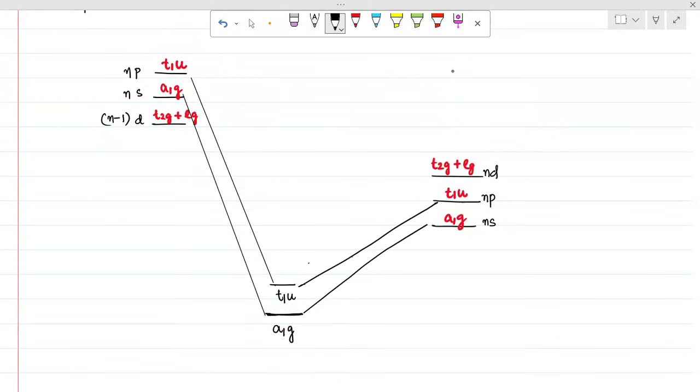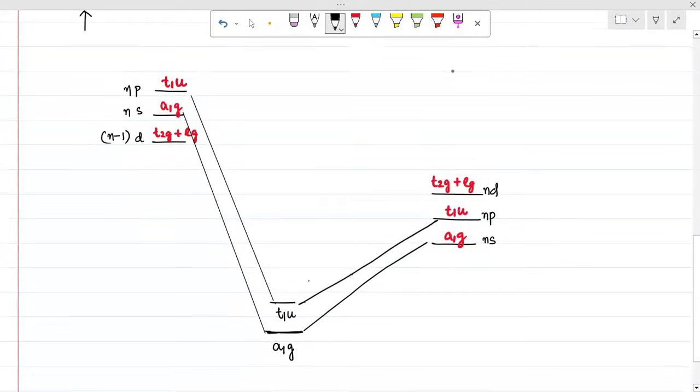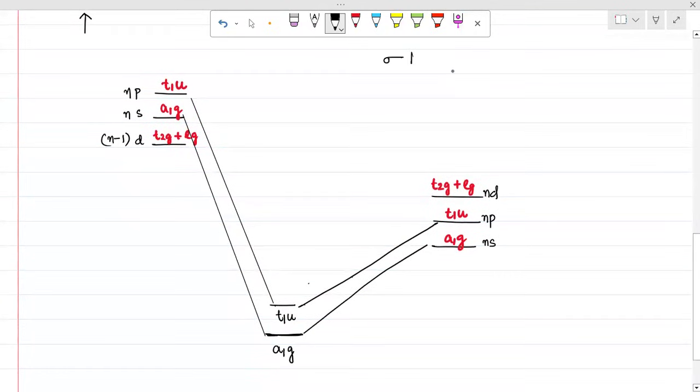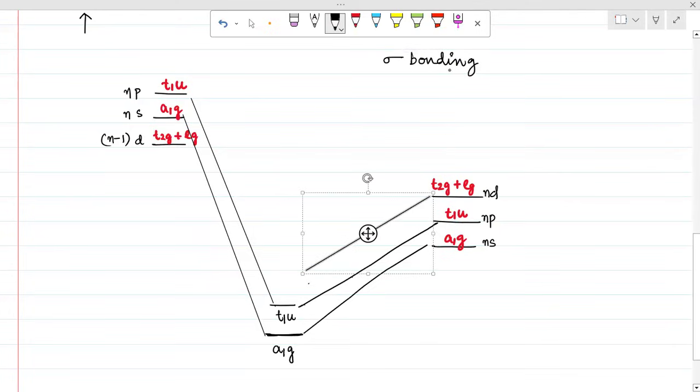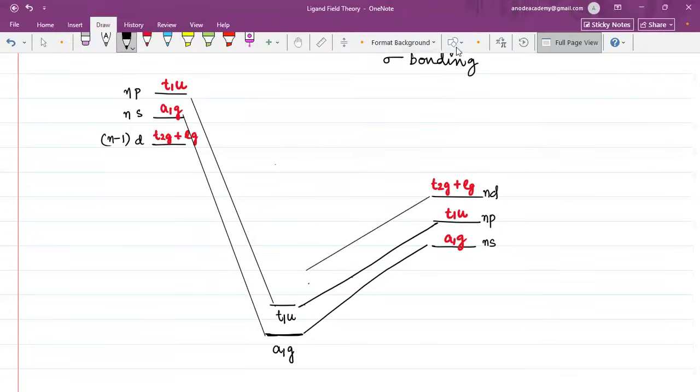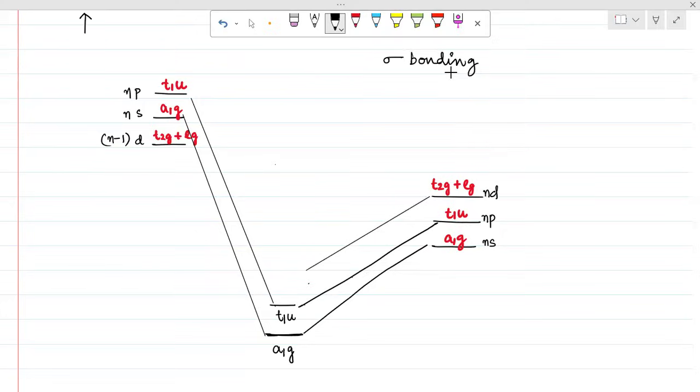Next, we are talking about the sigma bonding cases. Okay, whatever we are learning is with respect to the sigma bonding. So in sigma bonding, by now we know that Eg is what is involved. Correct? Eg is involved. So among the d orbitals of the ligand, only Eg will participate. Only Eg of the ligand will participate with the Eg of the metal as well.